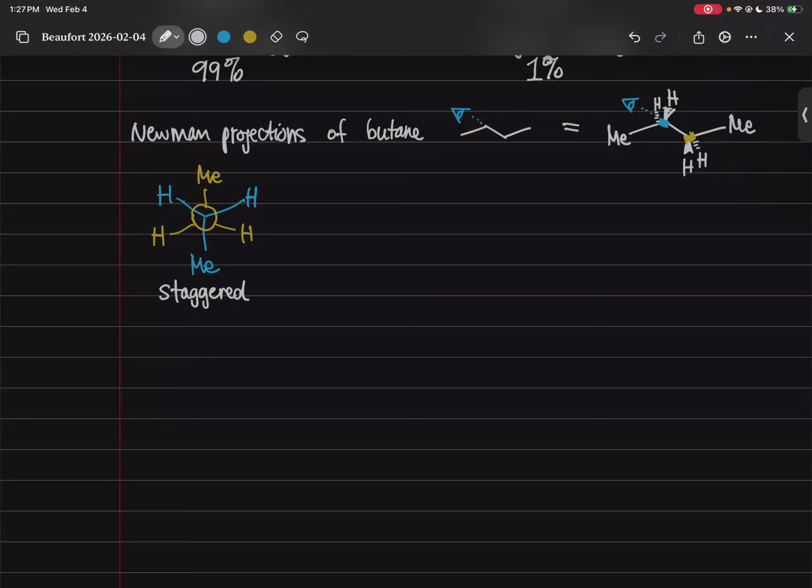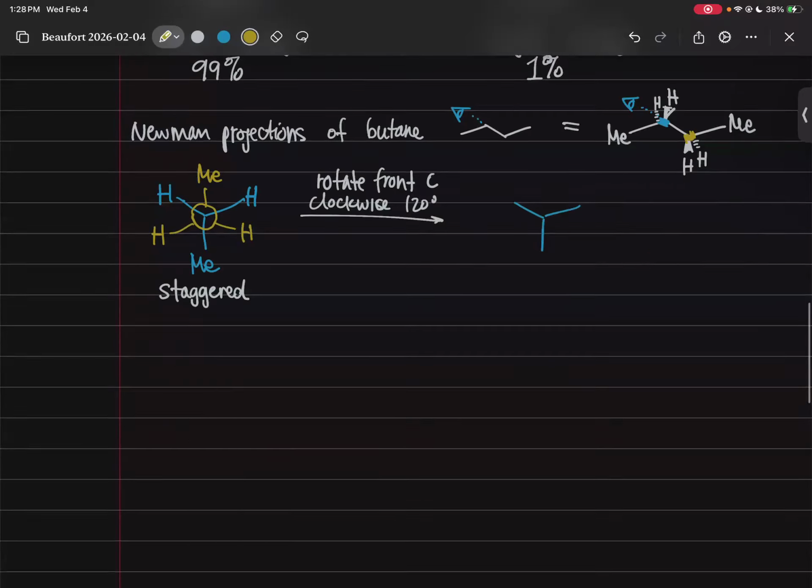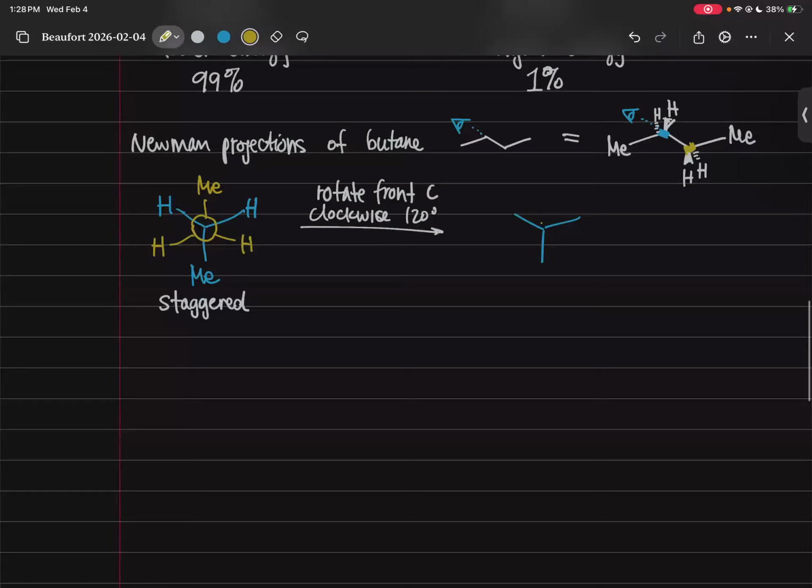So in fact, let's go ahead and take the front carbon, the blue carbon, and rotate it clockwise 120 degrees. So that's not going to change the lines. We're still going to have the same Newman projection shape like that. The back carbon is going to stay the same.